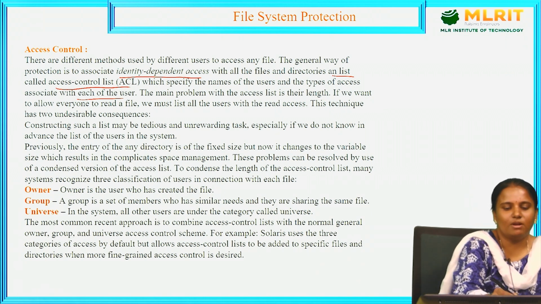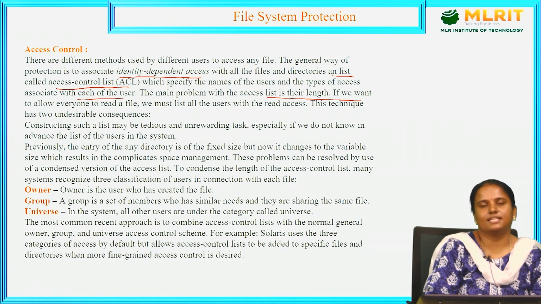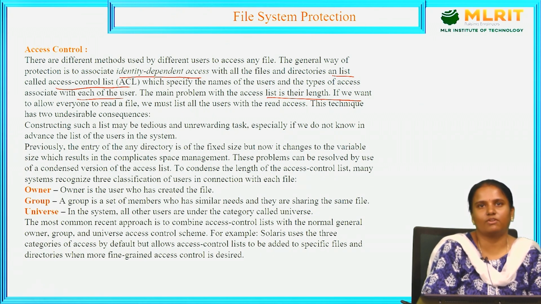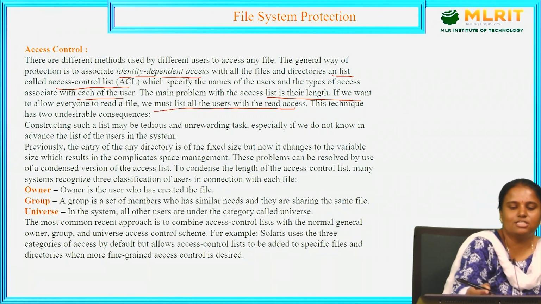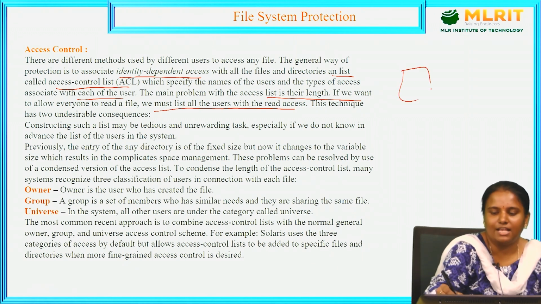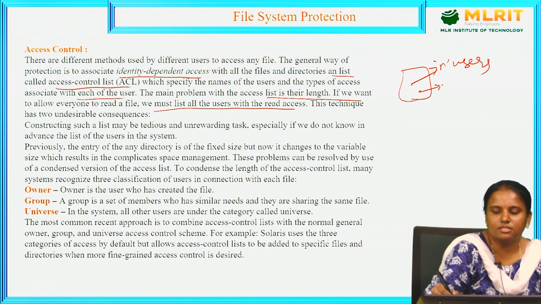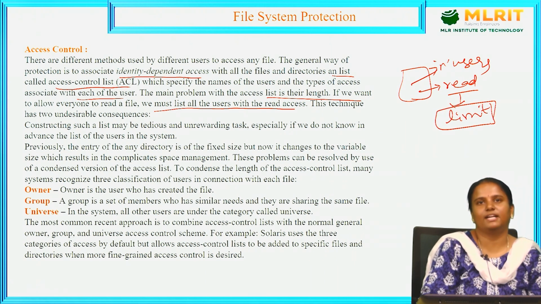The main problem with the access list is its length. So if the access list is full, then it cannot insert or update new files. If we want to allow everyone to read a file, we must list all the users with read access. So if n number of users are there, and all the users want to read the files, we need to give some limit. So only a limited number of users can read that particular file.